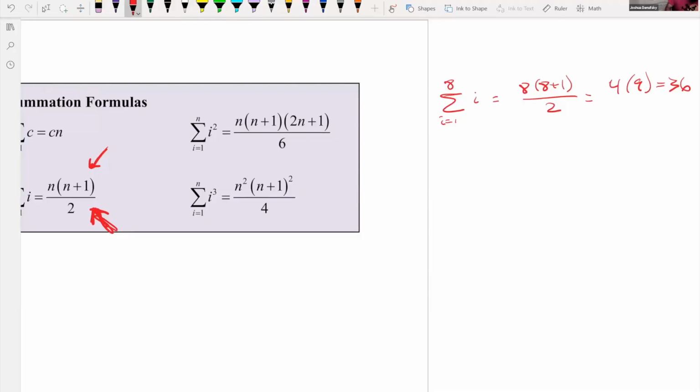We have two other formulas here. This one right here, where we are adding i squareds.